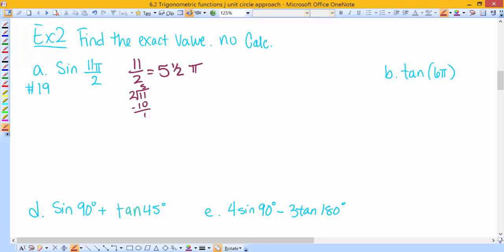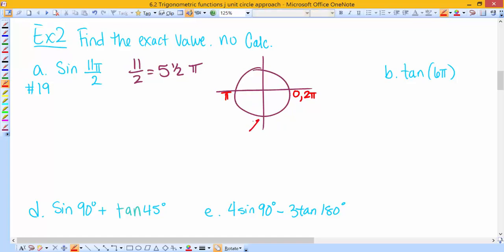So you need to get out your unit circle. I don't have a copy of the unit circle here, so get yours out. 5.5 pi. I'll draw a pretend one. Here's 0, here's pi, back to 2 pi. 5.5 pi. So watch. 1 pi, 2 pi, 3 pi, 4 pi, 5 pi. And then I need half of a pi. So I am right here at 3 pi over 2. So 5.5 pi is the same as 3 pi over 2.